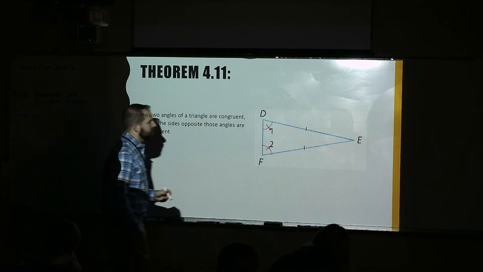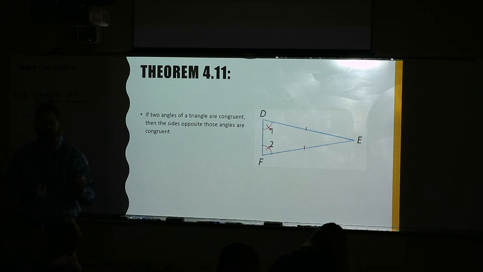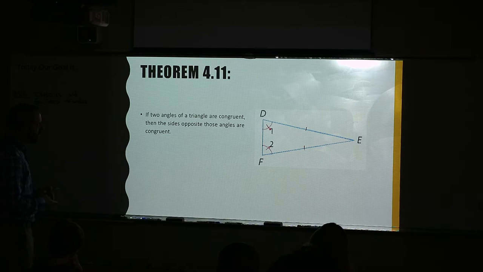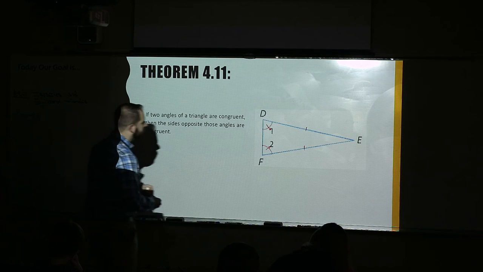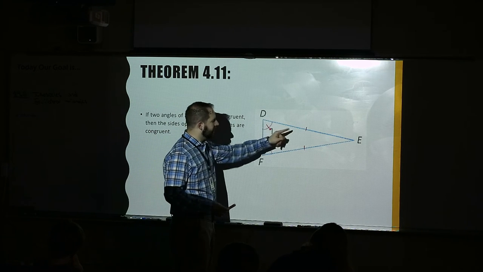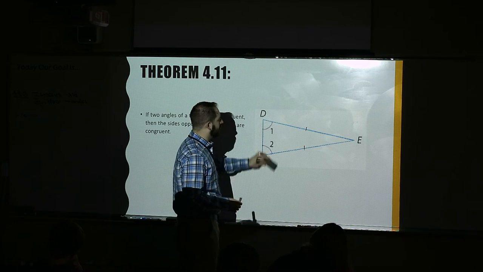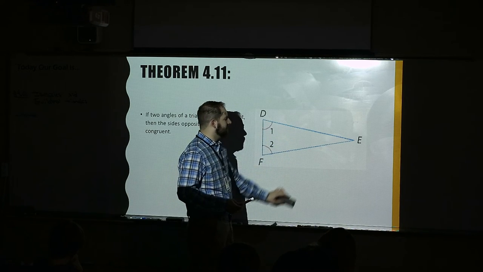Those. That's what we're trying to prove. Those two walls have to match. They're the walls that are across. They're the two legs of your isosceles triangle. We have the base angles. I'm trying to prove that the legs are the same. Because again, there's this weird correspondence between angles and sides.